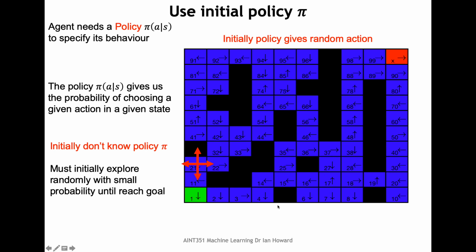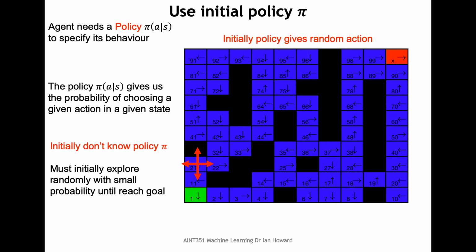If it was a really good policy, what we'd hope to happen is for every state, it would point us to get to the goal. These ones are actually quite good, 98 and 99. If we ended up here, we'd end up moving there and then there. So the most likely actions given these states are the ones we'd want. But generally, we don't know what the initial policy is because we've set it up randomly. So all we can do is just follow it and update it.